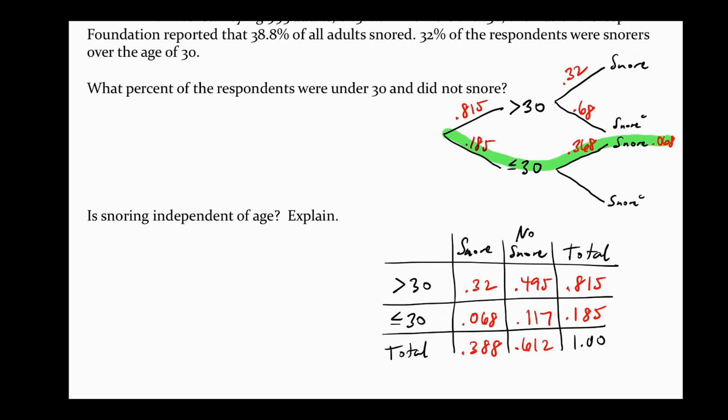Which percent of the respondents were under 30 and did not snore? Under 30. 0.117. Oh no, percent. 11.7%.